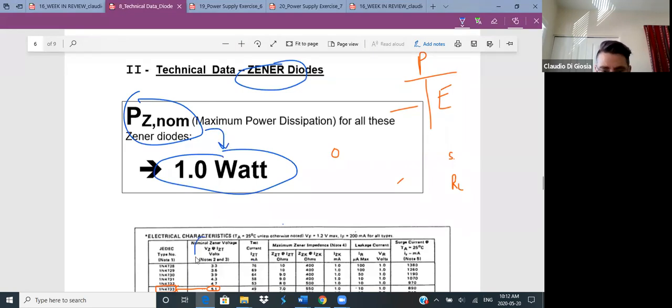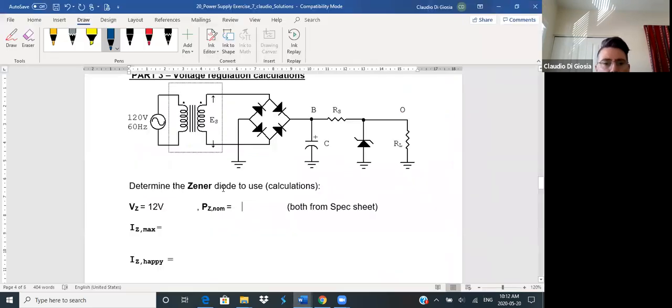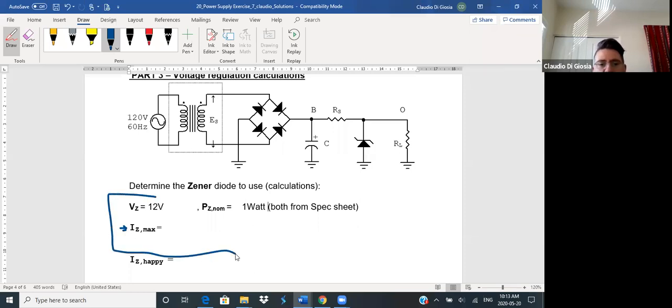What we're going to be focusing on is this column right here where it says VZ. VZ is basically equal to EO, which is equal to EZ. So let's go back. PZ nom, 1 watt. From the spec sheets, as it says right there. Do you remember what we're using here to find this? The I. You're going to get the I by using the triangle, PI or PEI.